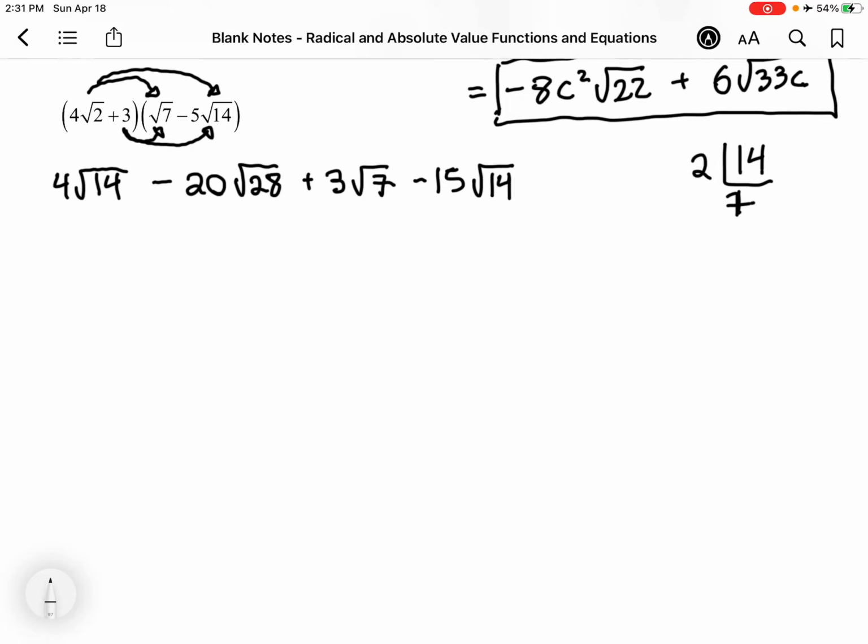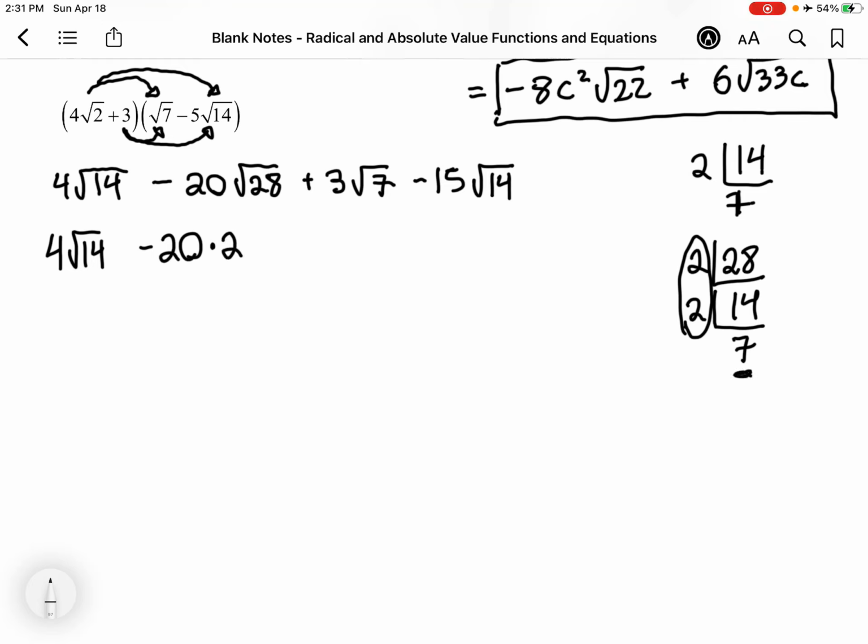The 28, though, there might be something that we can do there. So let's see. 28, that's 2 times 14. And the 14 also has a factor of 2. So there is a pair there. There's a pair of 2's. And so I can pull one of those out. Okay. Now what I'm going to end up with is 4 square root of 14 minus 20. And then I can pull one of the 2's out. So times 2. And what's left is this 7 square root of 7 plus 3 square root of 7 minus 15 square root of 14.